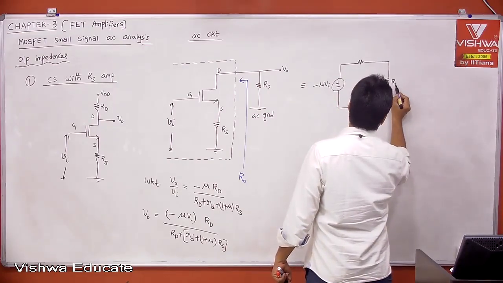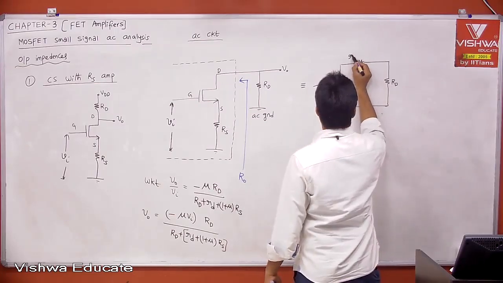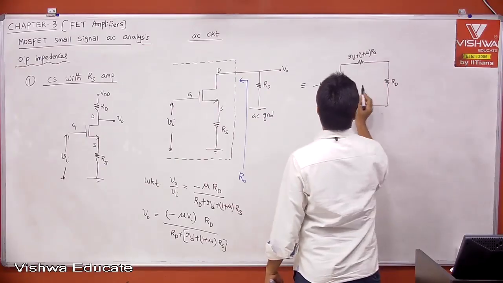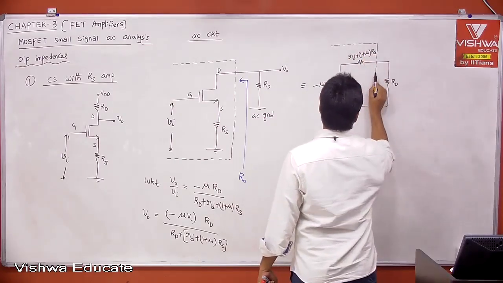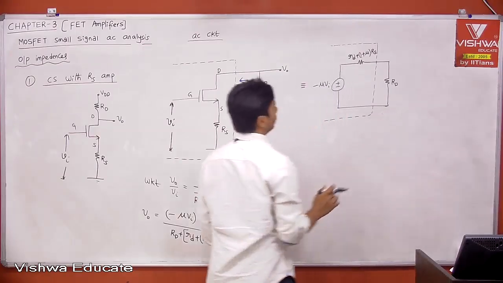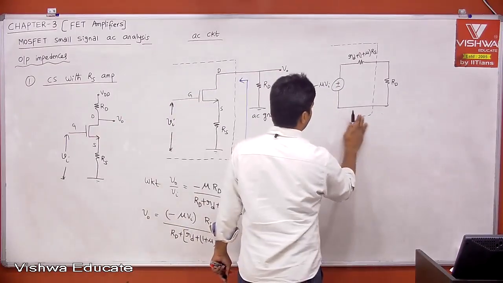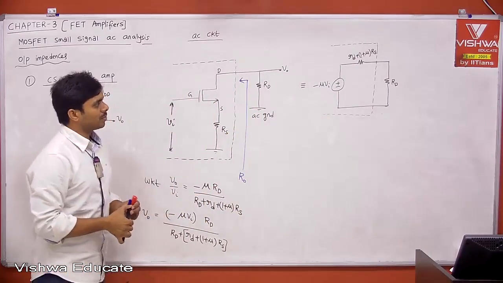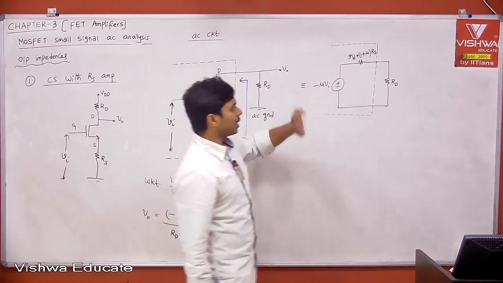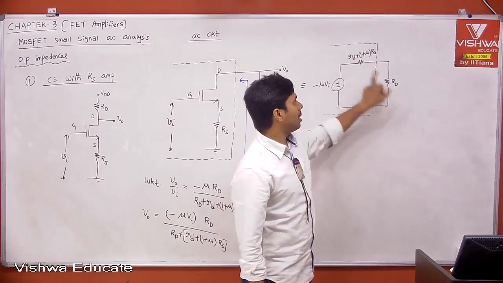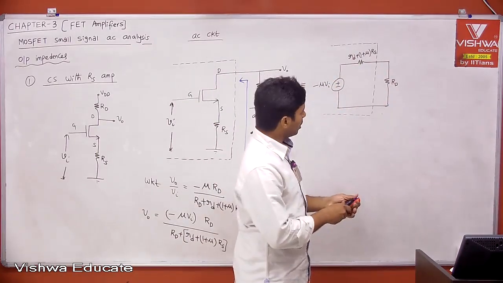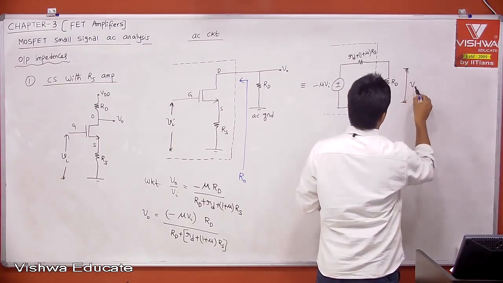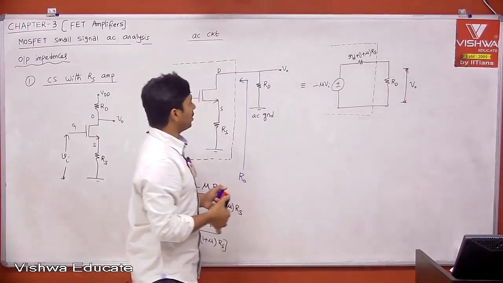This is basically RD, and this is small rd plus (1 plus mu) into RS. This is our output impedance. If you observe clearly, treat this like R1, R2 and then V. Then R1 divided by R1 plus R2 into this, that is nothing but your output voltage, right? Therefore, this is your output voltage.